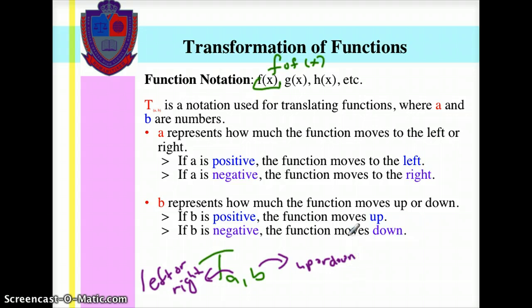So how do we know where it goes? If a is positive, then the function goes to the left. If a is negative, the function goes to the right. Now for b, if b is positive, it means it goes up. If b is negative, it goes down.